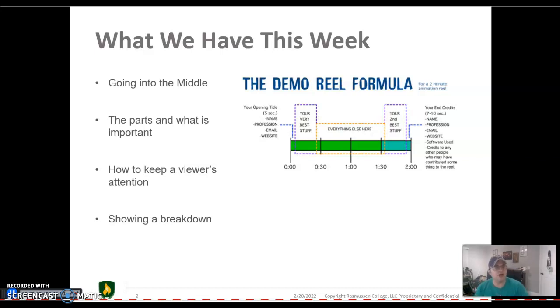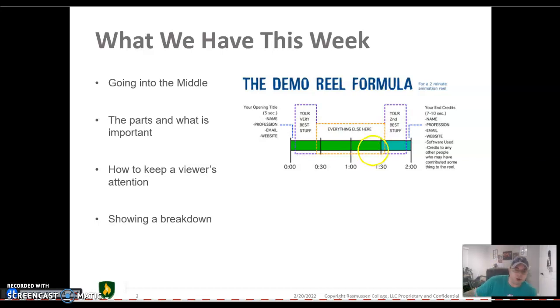So yeah, we're going to go into the middle. We're going to talk about the parts and what is important about the middle and the different areas of what really matters. So yeah, we have this stuff and we have this stuff, but you don't have this stuff right here in the middle. So that's what we're really going to look forward to. And really we have to ask ourselves is how to keep a viewer's attention. That's the big thing, because obviously we have our best stuff in the first 30 seconds and the last 15 seconds. So it really is important that we keep an eye on how we can really keep the user's attention over that next minute or so of the middle. That's really going to show things.